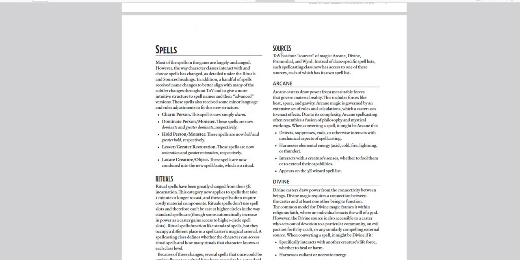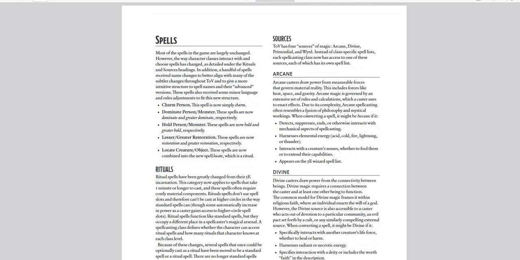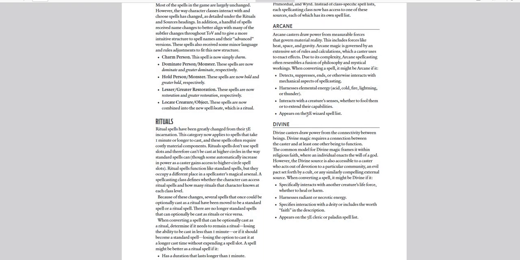The sources of TOV. So let's say you have access to the arcane source. These are the things, if you find a 5e spell and you say, I think this is going to be an arcane source because I'm a wizard and wizards have access to the arcane source. Okay? Detects, suppresses, ends, or otherwise interacts with mechanical aspects of spellcasting. It's arcane. If you can make an argument to me that the spell you want does this, suddenly it is arcane. We will say it's arcane and you can take that spell.